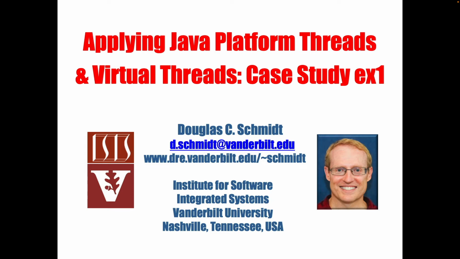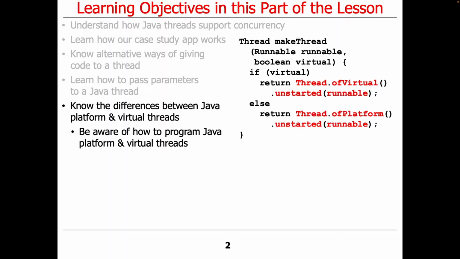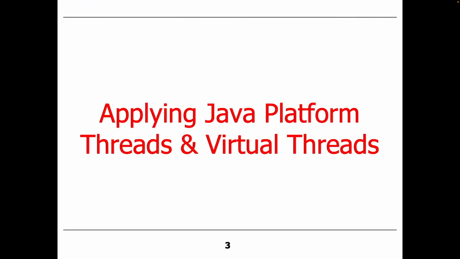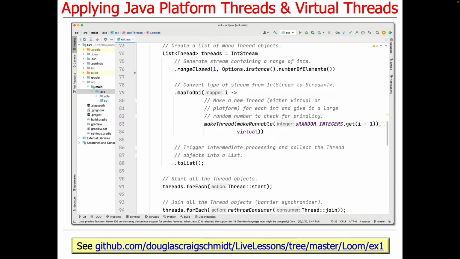So now that we've talked a bit about the distinction between a platform thread and a virtual thread, let's take a look at a case study that will demonstrate how to program both of them, and it'll also give a feeling for why you might choose one versus the other. And so we're going to take a look at this little example, which you can find in the ex1 project in my Loom directory in my Live Lessons GitHub repository. And that's going to show the different ways of creating platform threads and virtual threads.